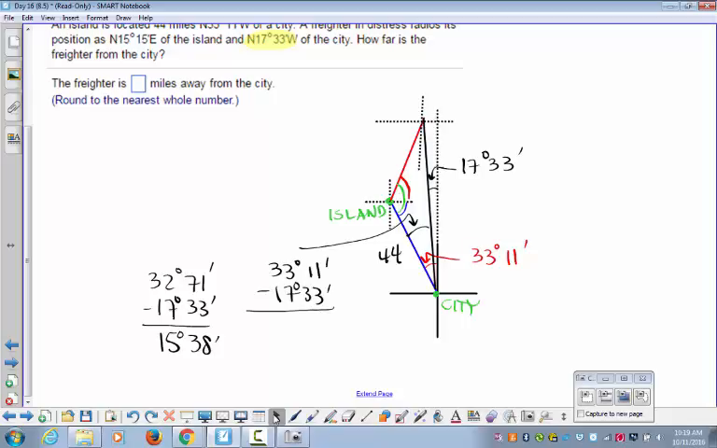Okay, so that last piece, 17 northwest of the city, so that's right there. That angle is alternate opposite interior of this angle right here. So that angle is also 17°33'. Everyone okay with that? 17°33' right there. So somehow we're going to have to use that angle to get up into this range up here. Oh, actually that angle is not going to matter, will it?